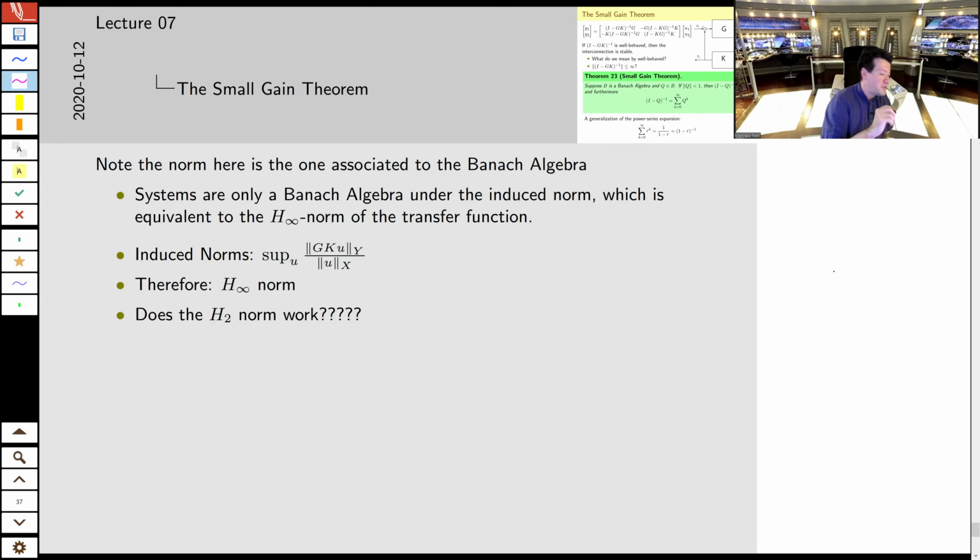Actually, before I go to the next result, which is the final result and the final slide in this lecture, I do mention that of course this small gain thing doesn't work with H2. If the H2 norm of each subsystem is less than 1, does that imply the closed loop system is less than 1? Well, it's not obvious that it does, because the H2 norm does not form an algebra. We can't do block diagram simplification with finite H2 norm. We need H infinity norm. And so the answer is no. H2 norm does not work for these small gain purposes.